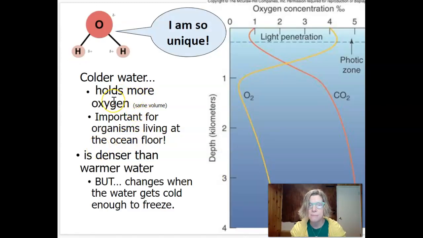Colder water holds more oxygen. That's another thing that makes the ocean super different, right? Because it holds more oxygen, so it's really important for organisms that are living on the ocean floor. And colder water is denser than warmer water. But remember that when it freezes, and Vanilla Ice will remind you, ice, ice baby, when it freezes, then it's a whole other story, and we'll talk about that in a minute.